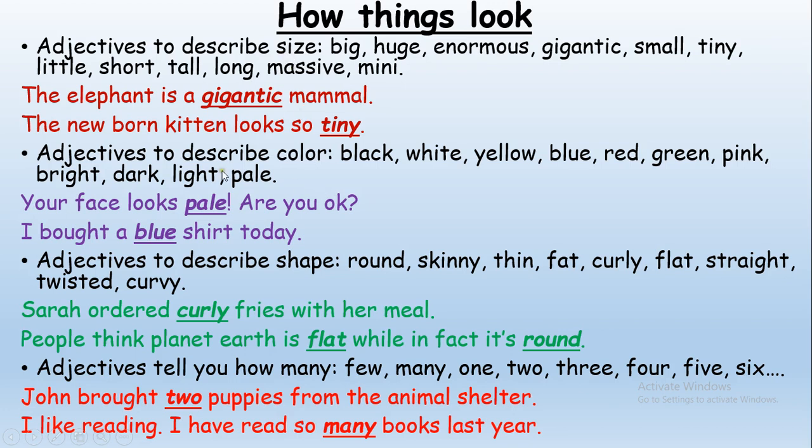How about words like colors? They are also adjectives. So for example, black, white, yellow, blue, red, green, pink, bright, dark, light, pale. These are all words that indicate color, and they are adjectives because they tell you the color of something.